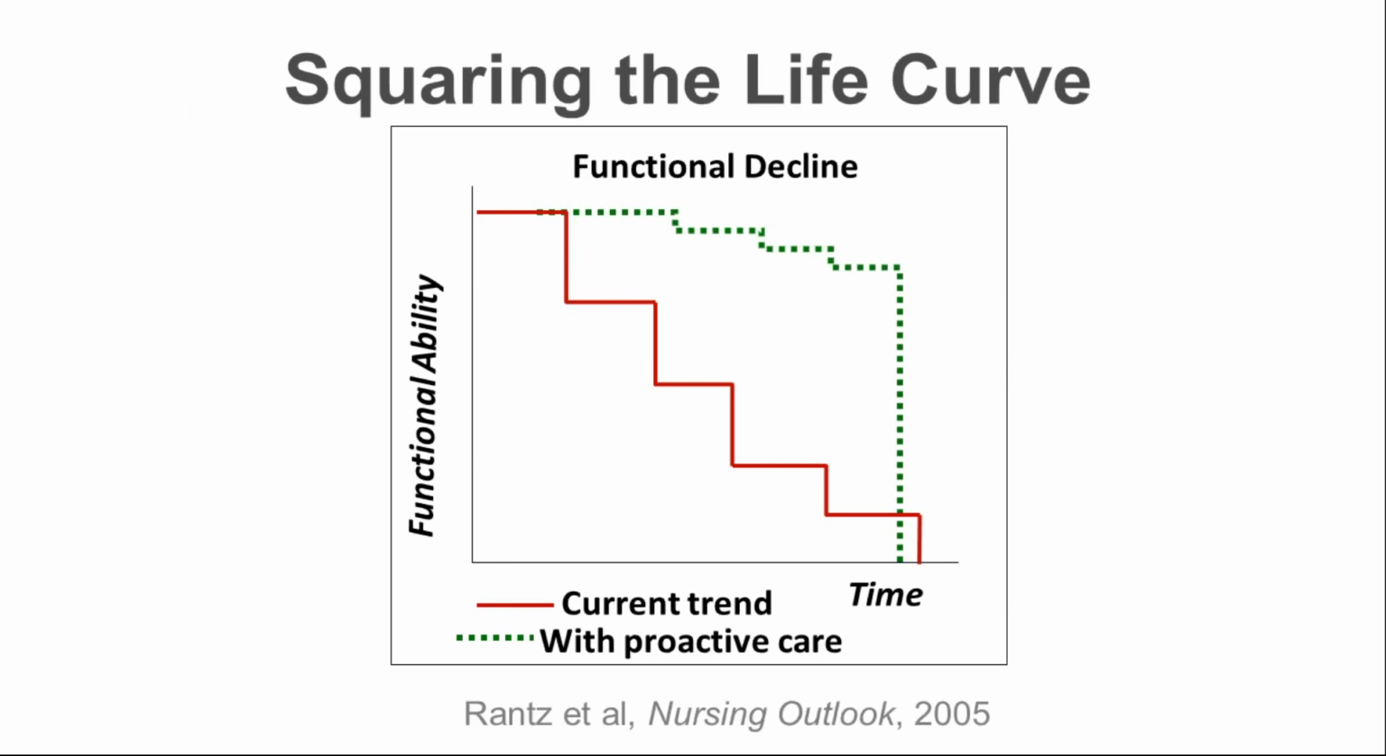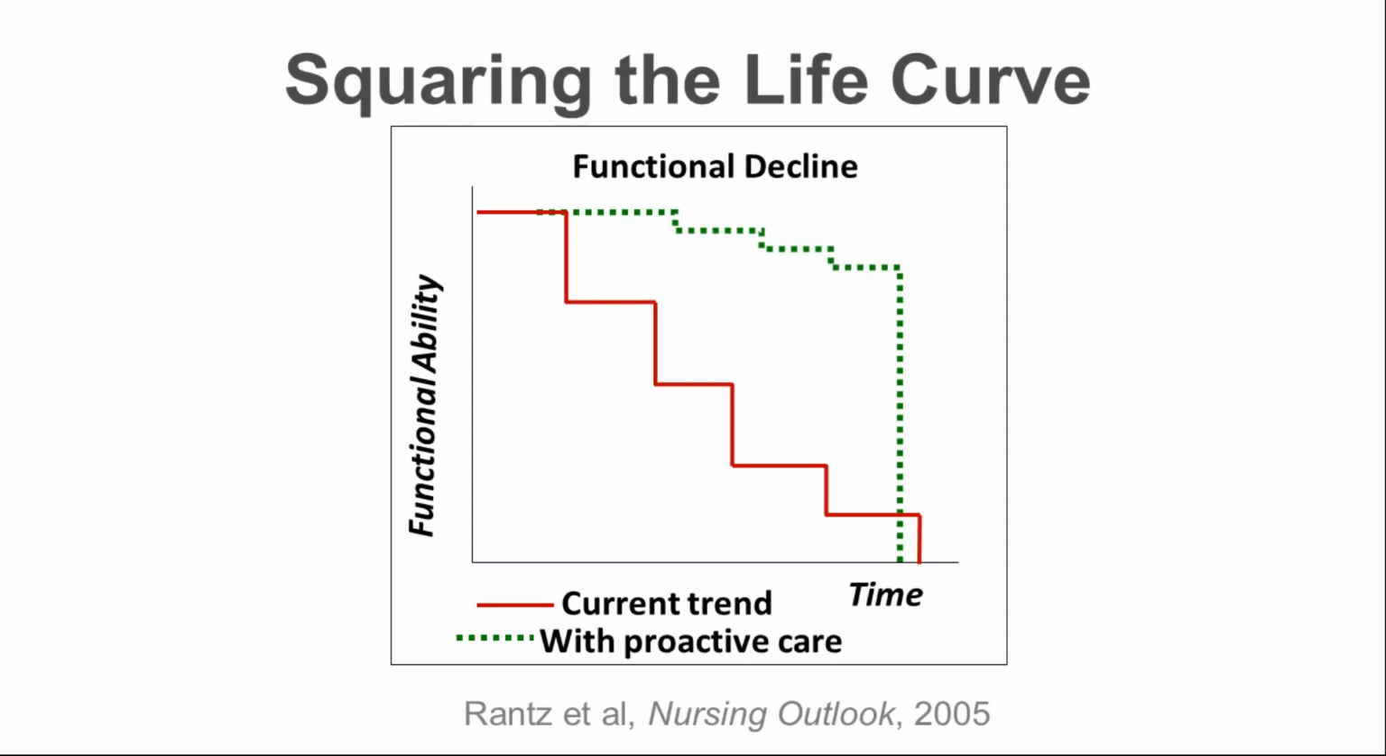This is sort of my outline, and I'm going to talk a little bit about each of these areas. The first one is squaring the life curve. If you look at this, along the bottom line, the x-axis is time, the time of the person's life. Any individual life starts out at the beginning and goes until they pass away. Functional ability is an area that we're very interested in in our research. The red line is the current trend without technology. The green line is the current trend with proactive care, or proactive technology that helps us monitor people in the community if they need assisted help.